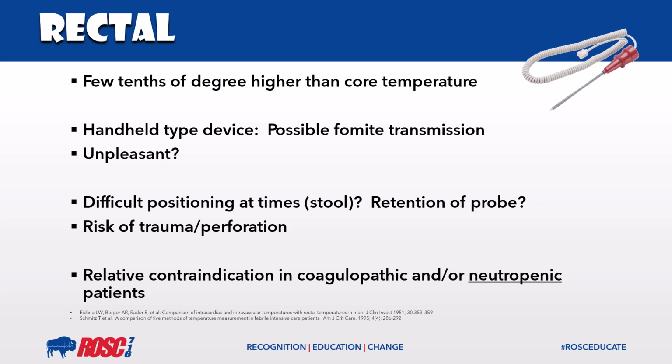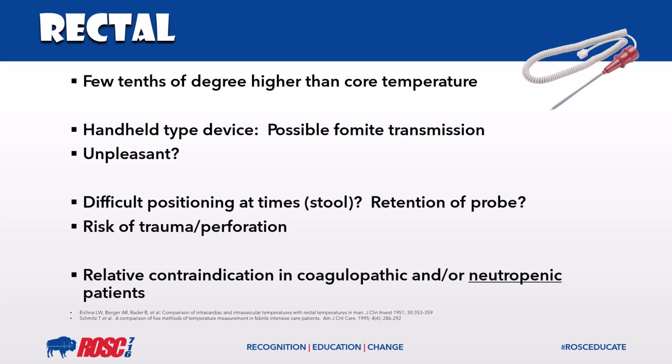So these are handheld type devices, but the problem is, especially the one you see in the graphic here, there's a high risk for fomite transmission with C. diff. So a lot of facilities have gone away from this probe and instead have used a chemical dot thermometer. Now there's a lot of question whether chemical dot thermometers are accurate. If you look at the manufacturer, they demonstrate that there's good accuracy.